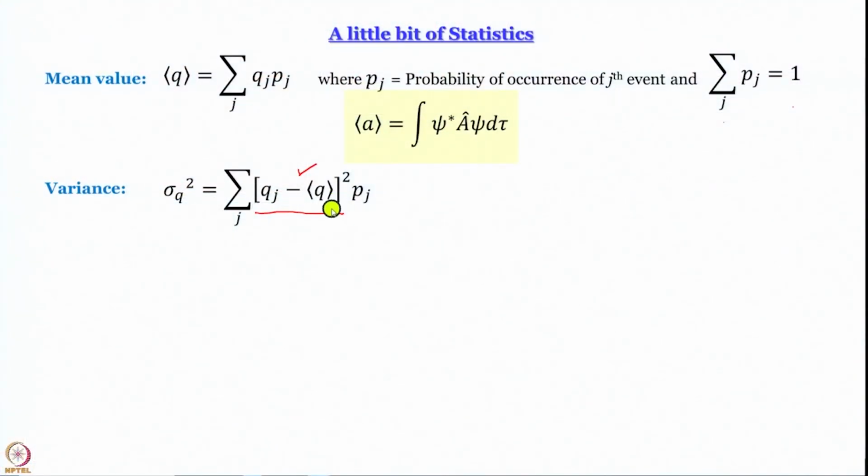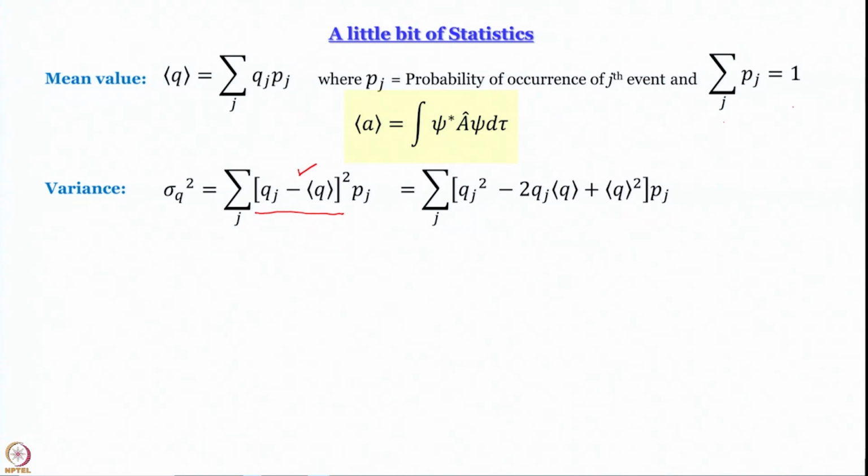To do that, let us expand this. Here, Qj minus the average value of Q whole square is of the form of a minus b whole square, which anybody can see very clearly, and we know that a minus b whole square is equal to a square minus 2ab plus b square. So, let us write that. This summation over j will be the summation over j of Qj square minus 2 into Qj multiplied by the average value of Q plus the average value of Q square, whole thing multiplied by Pj.